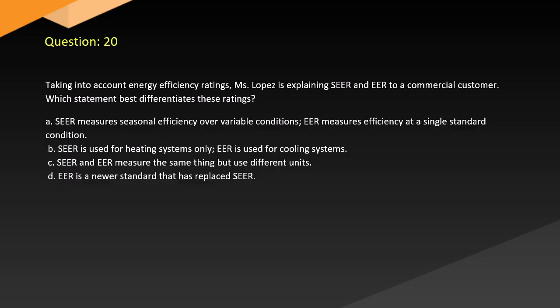Question 20. Taking into account energy efficiency ratings, Mr. Lopez is explaining SEER and EER to a commercial customer. Which statement best differentiates these ratings? A. SEER measures seasonal efficiency over variable conditions. EER measures efficiency at a single standard condition. B. SEER is used for heating systems only. EER is used for cooling systems. C. SEER and EER measure the same thing but use different units. D. EER is a newer standard that has replaced SEER.